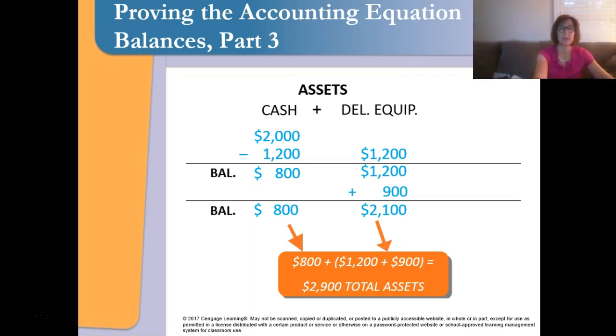So let's just focus for a minute on just the asset side of our equation and what has happened since we established our business. We started out with $2,000 in cash. We used some of it to buy some stuff, which left us with $800 in cash, and we still have $800 in cash. We started with no delivery equipment. We first bought $1,200 in equipment, and then we bought another $900 in equipment. So we have a total of $2,100 in equipment, and we have $800 in cash still. So we have total assets of $2,900.